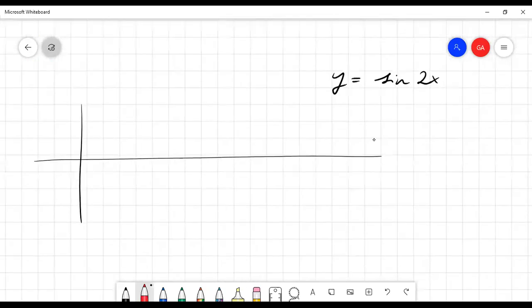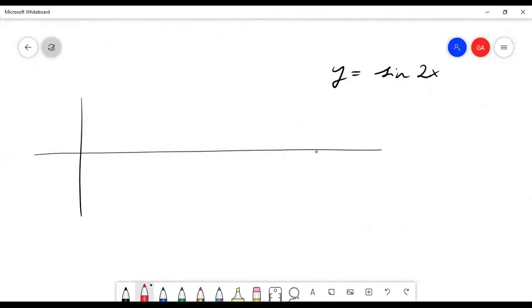Okay, how about sine of 2x? So now what are we doing? We're dilating the domain, right? So we've dilated the range, we've shifted the domain, but we haven't yet dilated the domain. So what does this do? What does the 2 do? How will it make the graph look? I'll draw the parent function. Someone tell me.